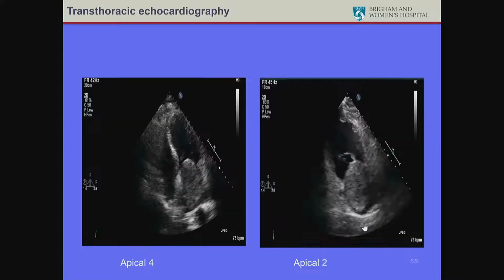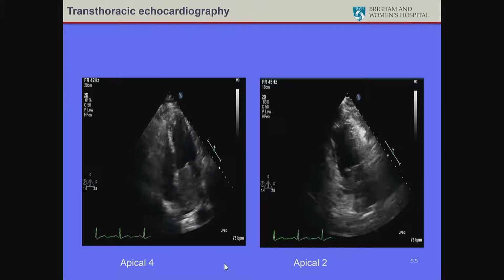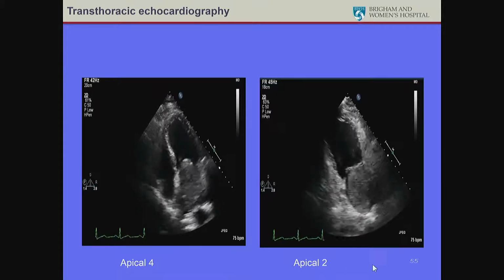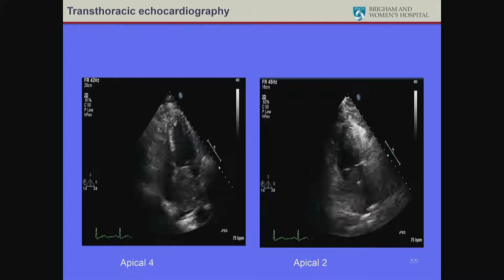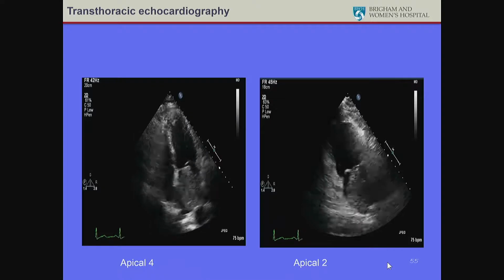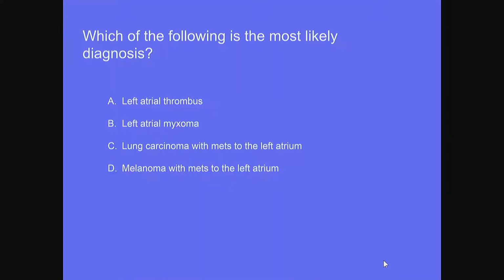This next patient is a 56-year-old woman who presents with dyspnea, which is worse with standing straight. The following transthoracic echo is obtained. On the left, we have an apical 4-chamber view, and on the right, we have an apical 2-chamber view. Which of the following is the most likely diagnosis?